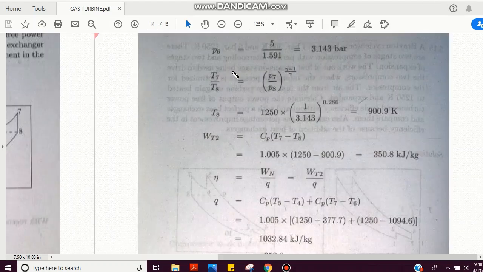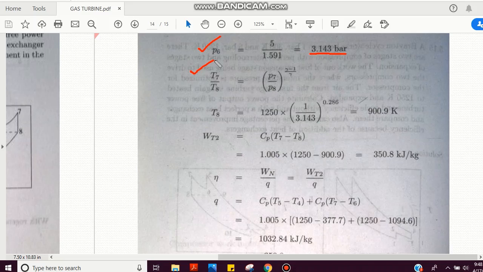Now the pressure, that is P6, equals 5 by 1.591. So that becomes 3.143 bar.